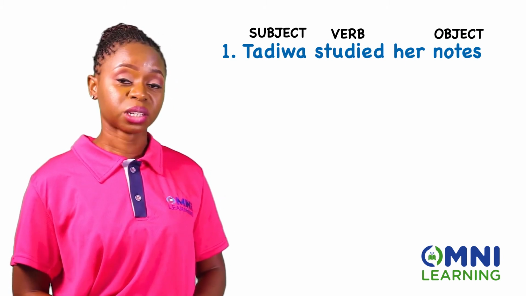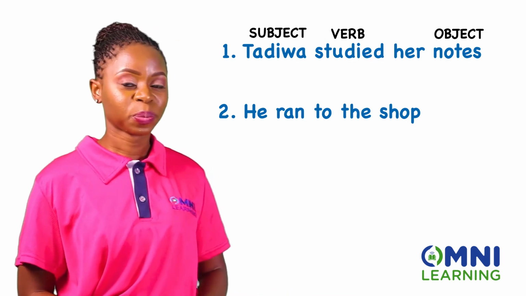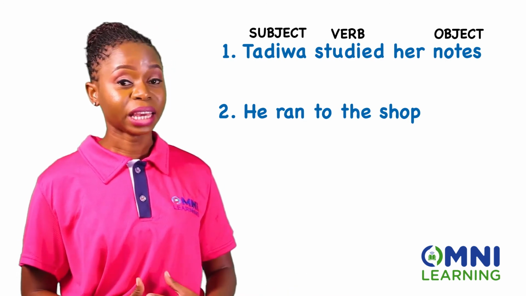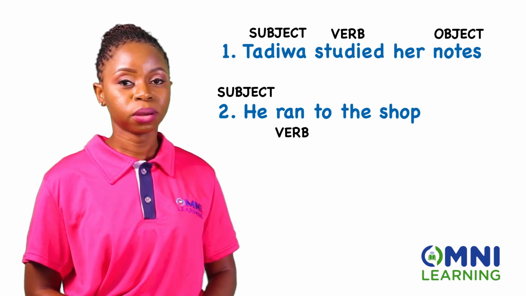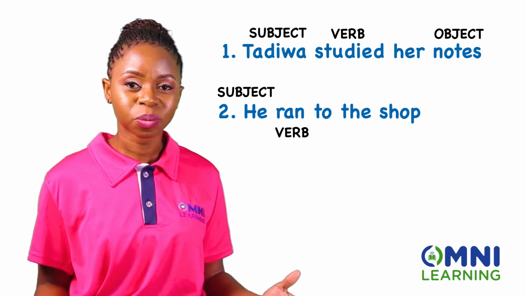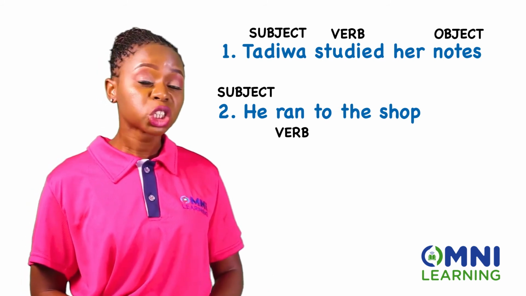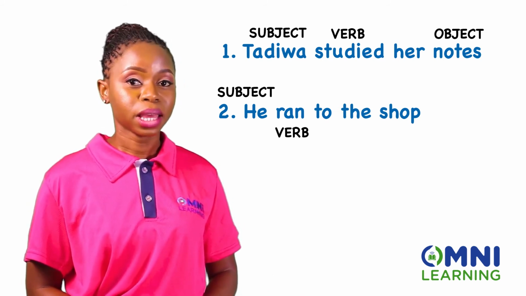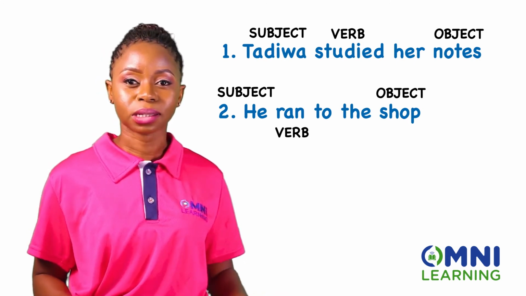The second sentence was, he ran to the shop. He, the subject, ran, the verb. Where did he run to? He ran to the shop. The shop, in this case, is the object. And once we add it, the sentence is balanced.